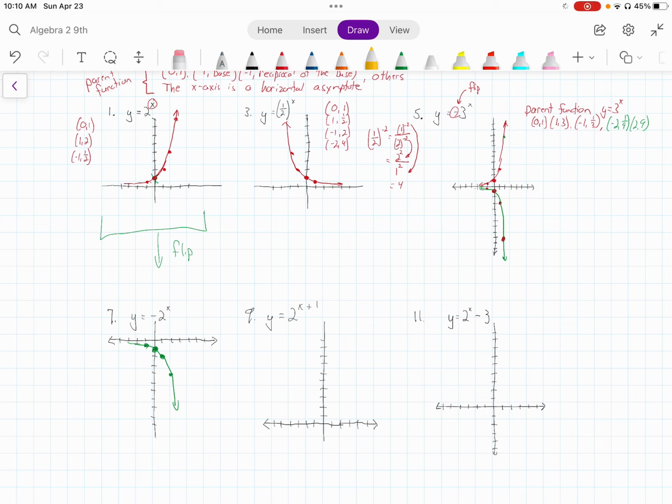And once again, number 9, the parent function is up here in number 1. So what are we going to do here? Well, there's a 1 added inside the exponent, so this is going to move left 1. So we would take all of our points and move them left 1.